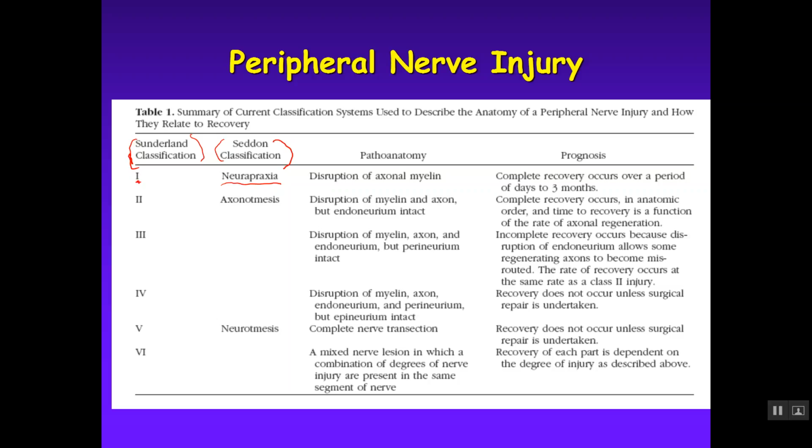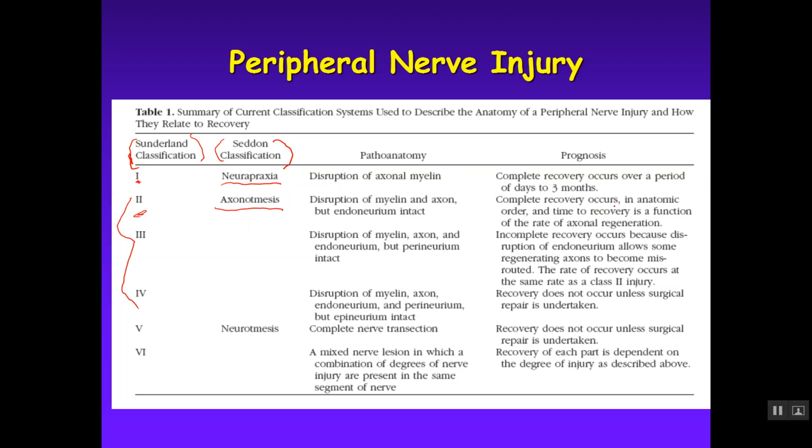A Sunderland classification 2, 3, and 4 are all considered what's called an axonotmesis. So now instead of just myelin being damaged, you actually start to damage some of the axons, okay, the actual axon itself. So in this case, in a level 2 axonotmesis, you get disruption of myelin and axon, but the endoneurium is still intact. So that endoneurium around those individual nerve fibers is still intact, but you've traumatized the axon and the myelin, okay.